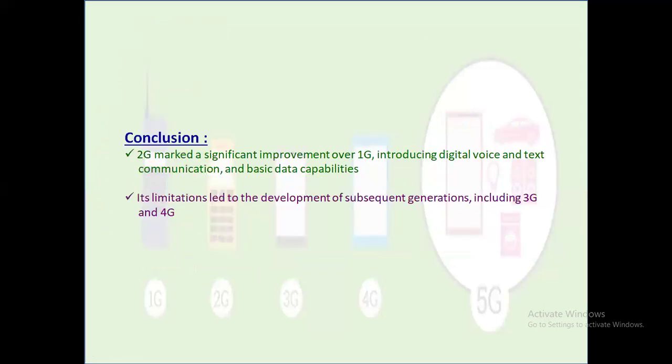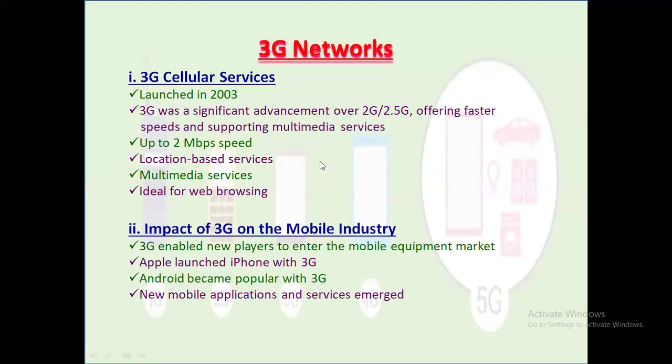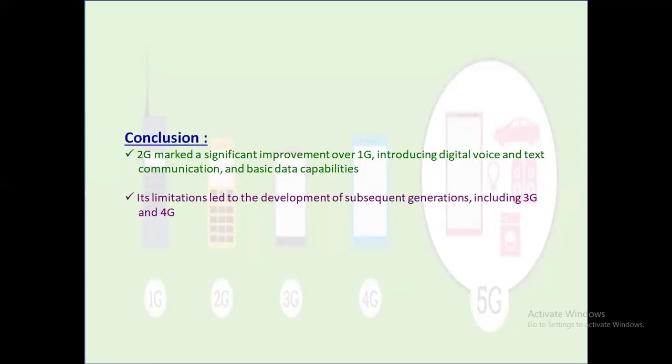So, coming to the conclusion of this 2G network, the 2G network marked a significant improvement over the 1G network, introducing digital voice and text communication and basic data capabilities. Although it had limitations such as slow data speeds, 2G paved the way for the development of subsequent generations, including 3G and 4G. The advancement in 2G laid the groundwork for the modern mobile communication system that we use today.